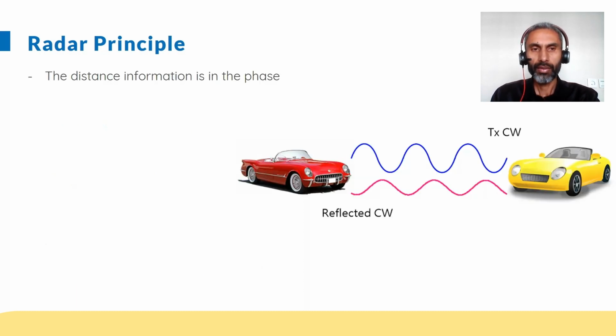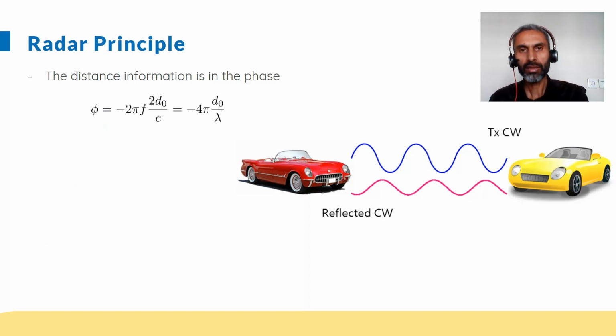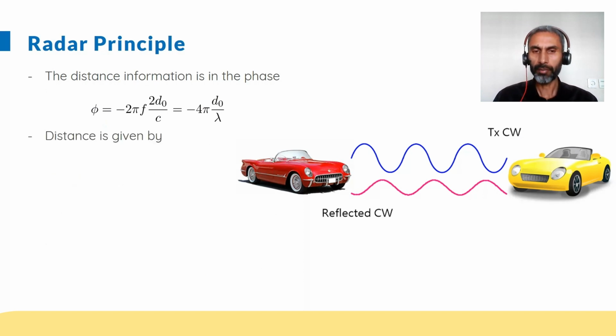How? Because from the laws of physics, this τ0 is given by 2d0 over c, which is double the distance, one for going to the target, the other for coming back. So τ0 = 2d0/c, where c is the speed of the electromagnetic wave. And from λ = c/f, we can write φ as −4πd0/λ, from where the radar computes the distance as λ/(4π) times φ.